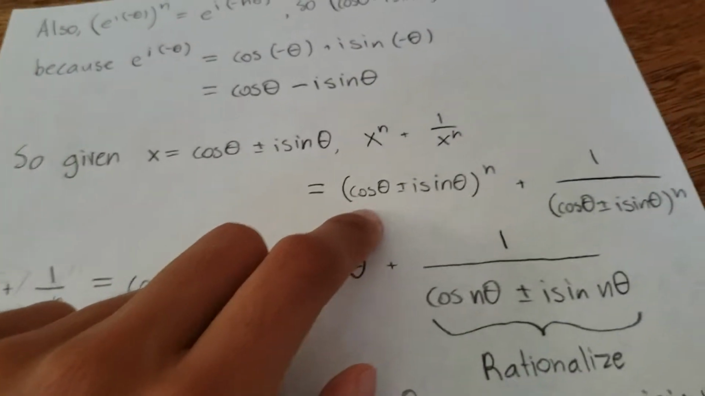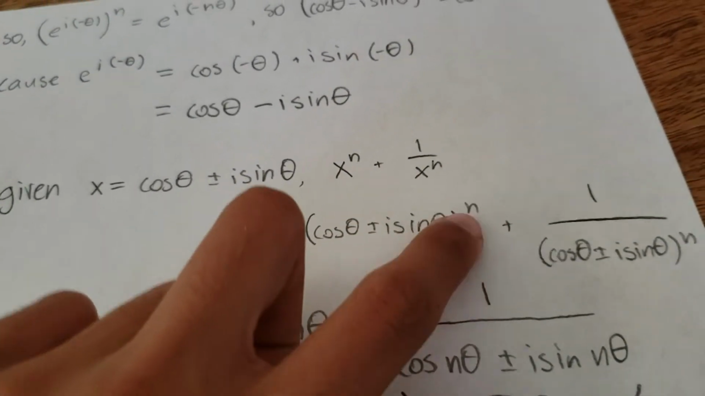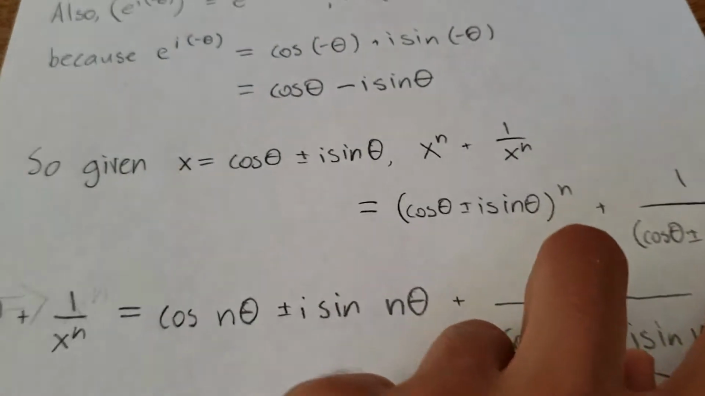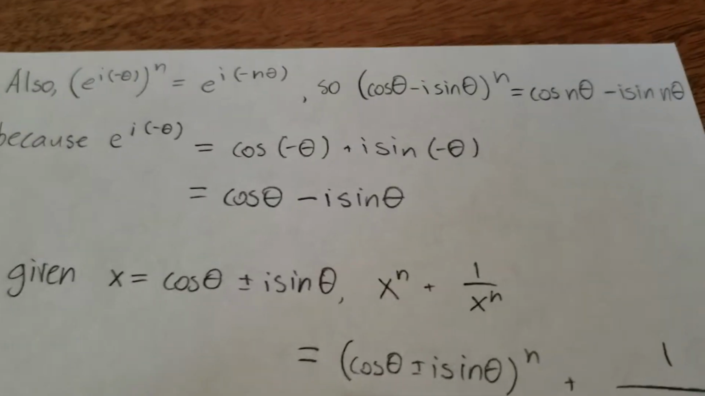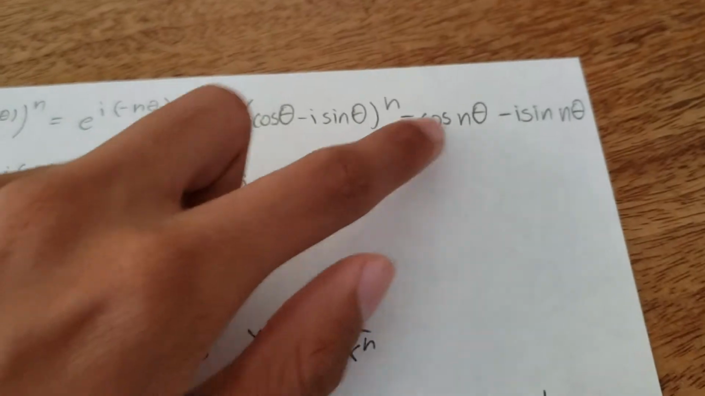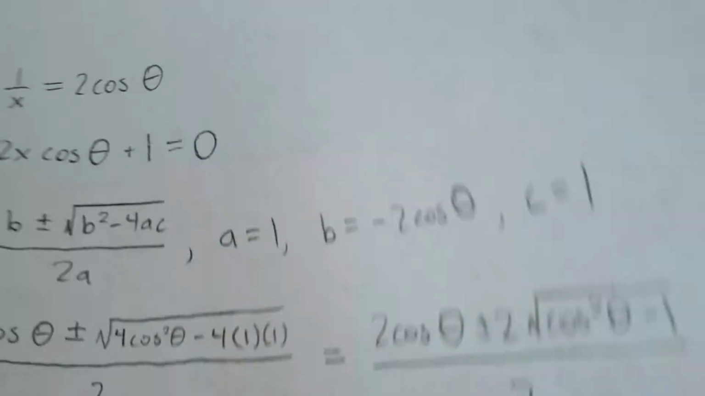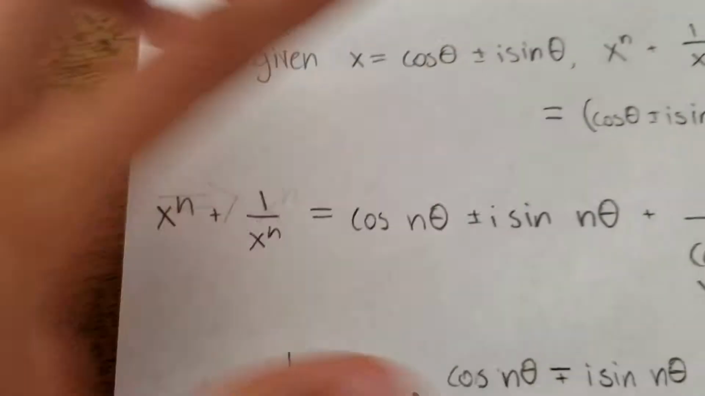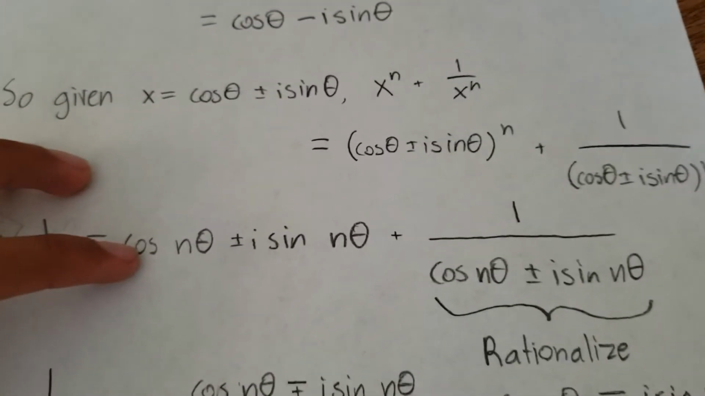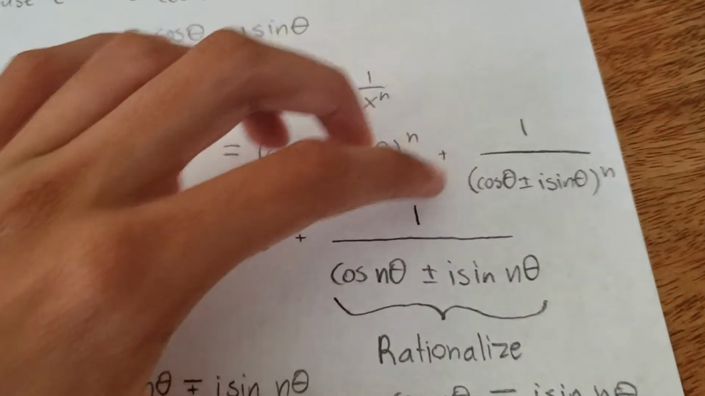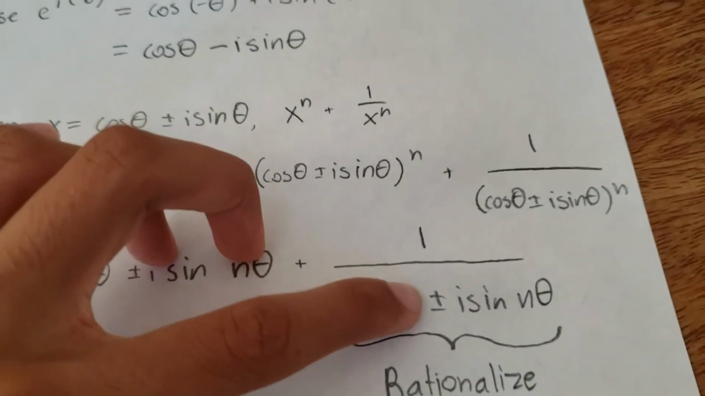This is just the same thing as cosine of theta plus or minus i sine of theta to the nth power, plus 1 over cosine of theta plus or minus i sine of theta to the nth power. And using the rules we derived earlier, namely cosine of theta minus i sine of theta to the nth power is cosine of n theta minus i sine of n theta, and the previous very similar one we derived with the plus sign instead, we can simplify this to be just cosine of n theta plus or minus i sine of n theta. And this denominator simplifies to cosine of n theta plus or minus i sine of n theta.